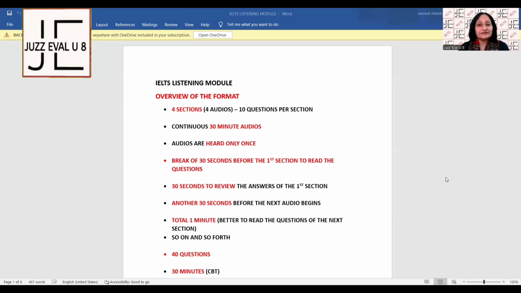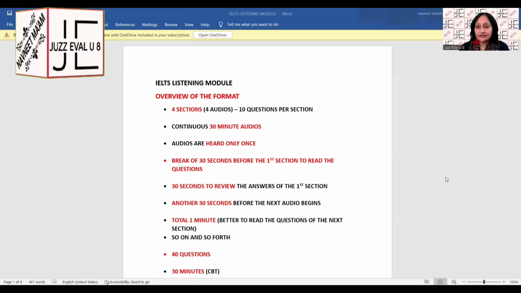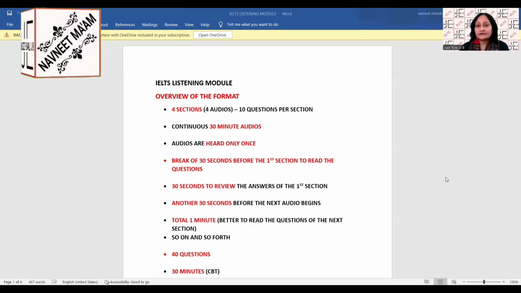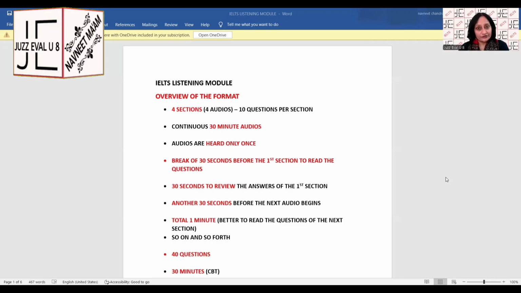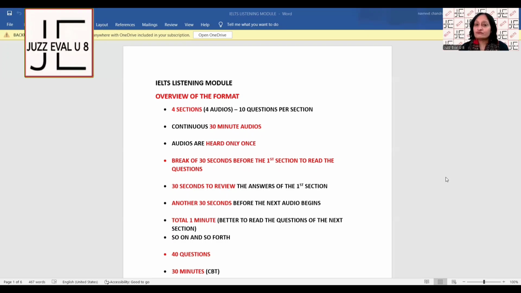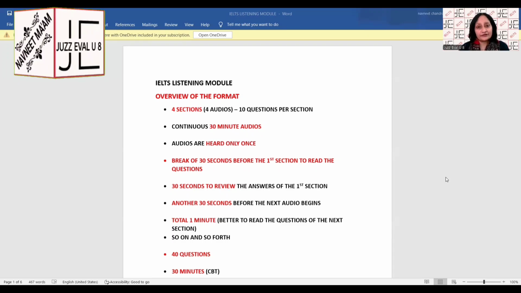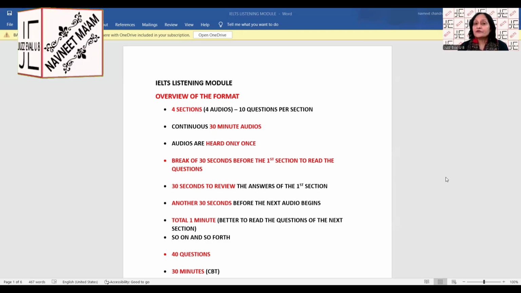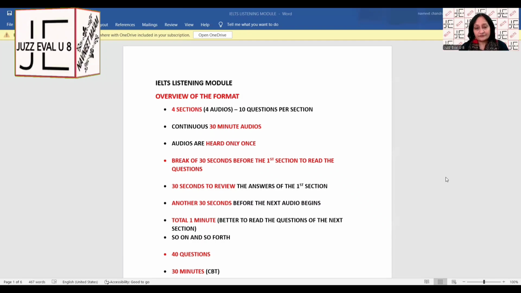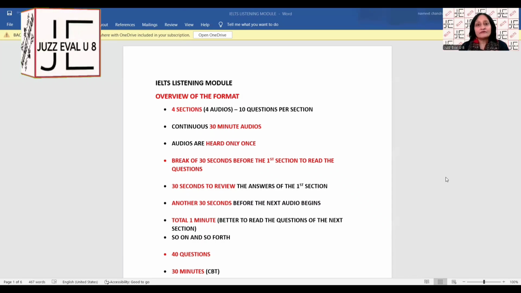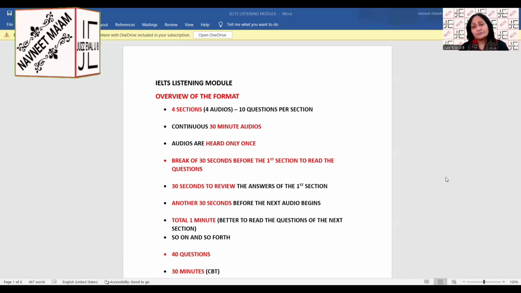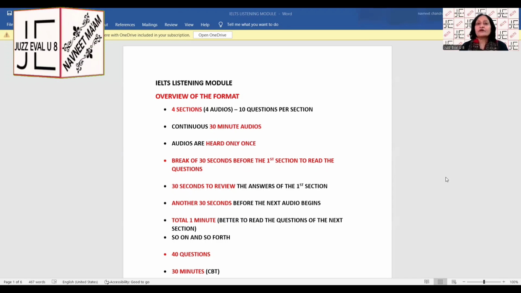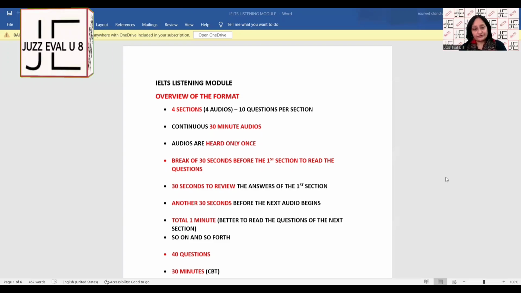Once the first section ends, you'll be given 30 seconds to review your answers and then another 30 seconds to see the next set of questions. So in total, you have 1 minute before the second section starts. In my opinion, you should use this 1 minute to see the next set of questions instead of wasting time on the first, because you have to move with the audio. 1 minute is more than enough to give a quick glance to the next set of questions.